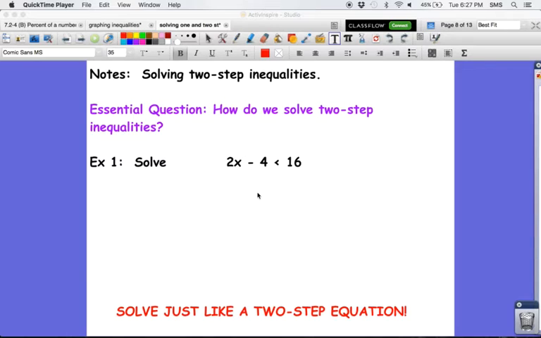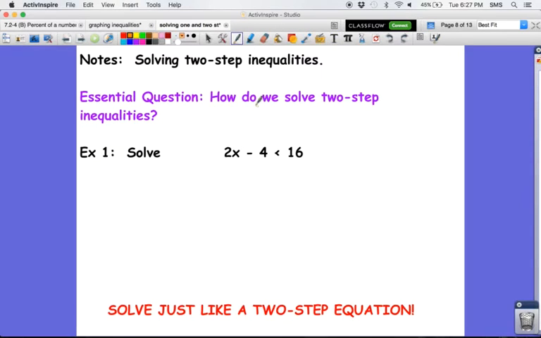Okay? Just a quick little thing, if you have not watched the video for solving two-step equations, please go back and watch that. Also, if you have not watched the video for solving one-step inequalities with multiplication and division, please go back and watch that as well, as you need the information from those videos in order to work on this one.